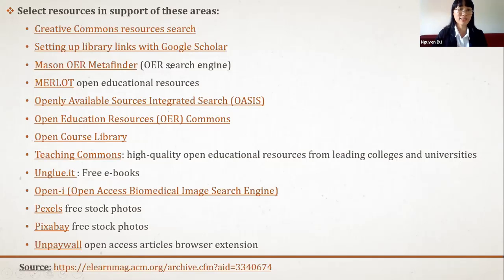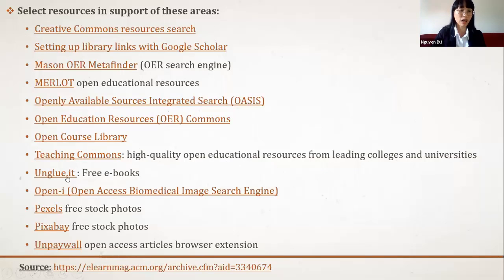The next one is a search engine to find the open educational resources. The next one is also a good one. These are actually more useful for you to find articles, especially if you are trying to set up an online classroom. The next one, here you have all of the links to the open educational resources. Just click on the link and type in the keywords. Teaching Commons is something really good that teachers should try, because it includes a lot of high quality open educational resources from leading colleges and universities.